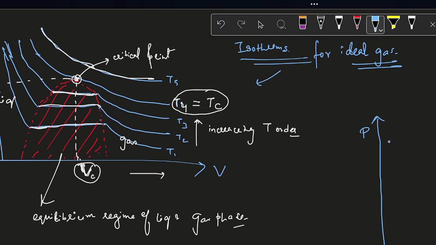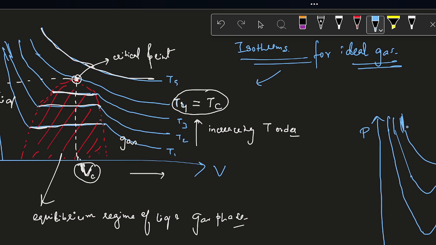Now the behavior will be a bit different, the curves will go like this. Instead of a flat regime and then going down, it will have a curvature like this. And as you move to increasing temperature, this curvature will be reducing, and finally at the critical temperature it will vanish totally.